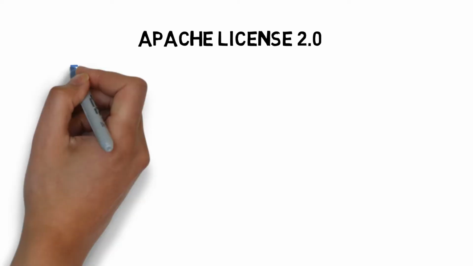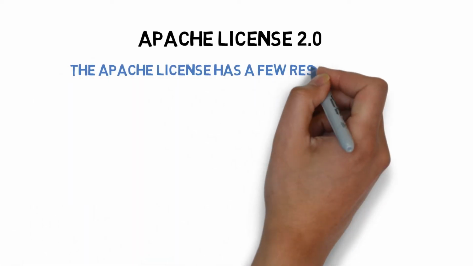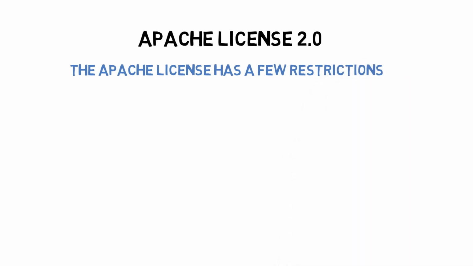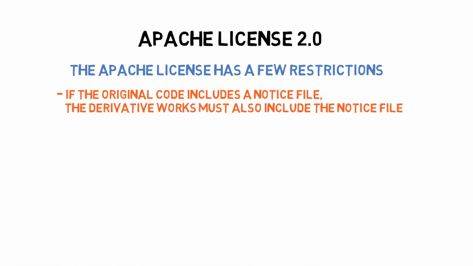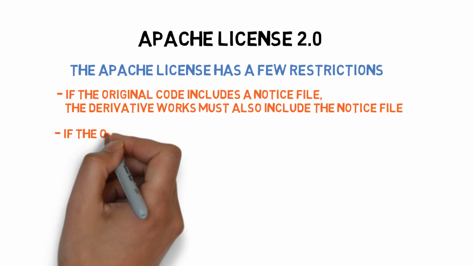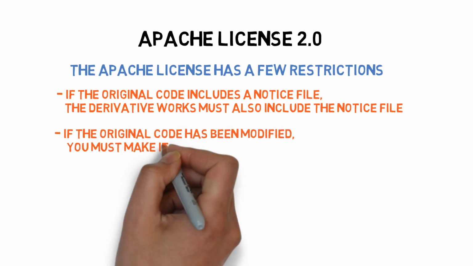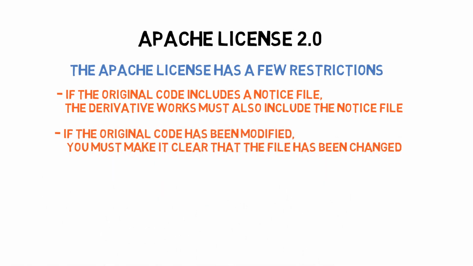Compared with MIT, the Apache license is another type of permissive license. It has multiple versions and the latest one is version 2.0. The Apache license has a few restrictions, and some of the famous ones include the following. If the original code includes a notice file, the derivative works must also include the notice file. If the original code has been modified, you must make it clear that the file has been changed.